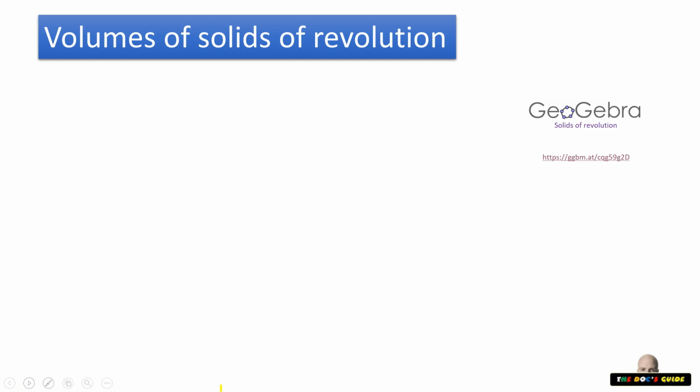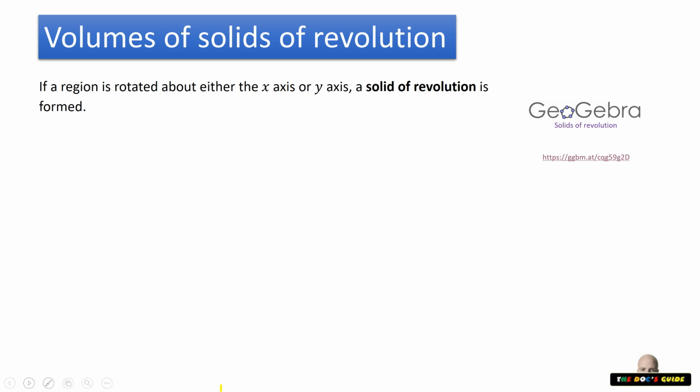Hello mathematicians, we're now going to take a look at volumes of solids of revolution. Solids of revolution are the shapes which are formed when we rotate a curve around either axis. So we're going to use our integration techniques to find those volumes.